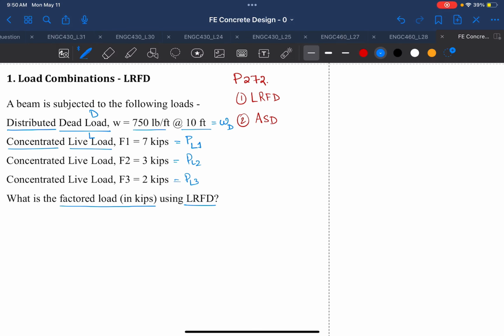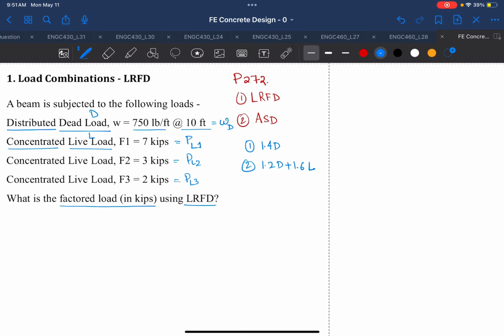So now if you go to your page 272, you'll see that there are load combinations for LRFD, and because it involves only live load and dead load, there are two combinations. One is 1.4D, and the second combination is 1.2D plus 1.6L. The question is when to use which one. Generally, you use both combinations, and then find the one that yields the maximum load.